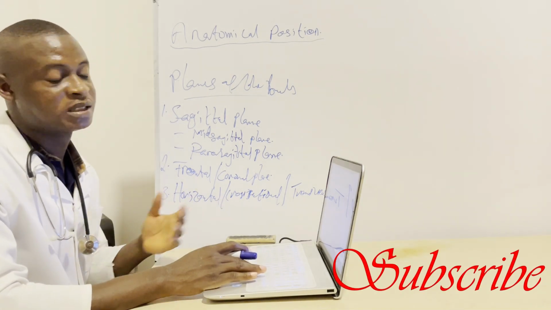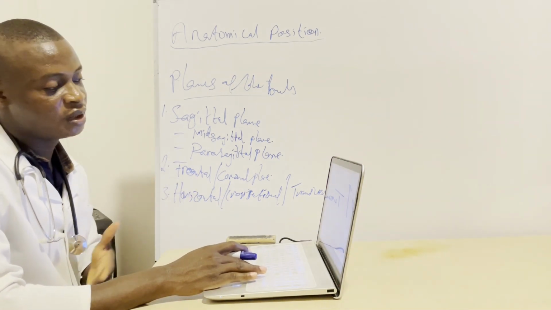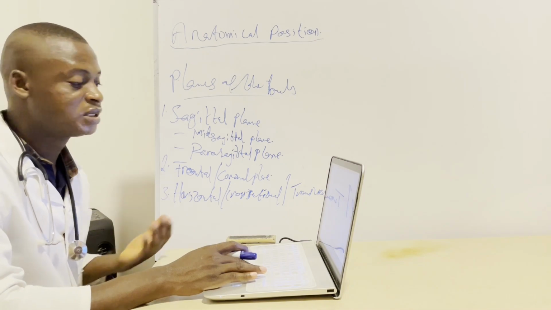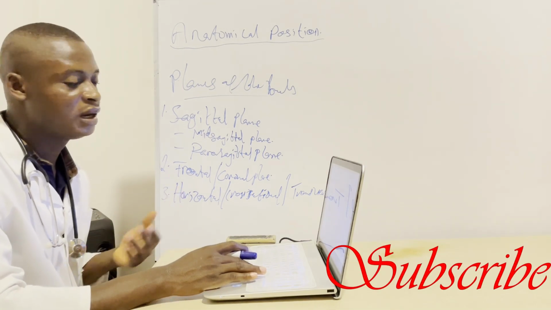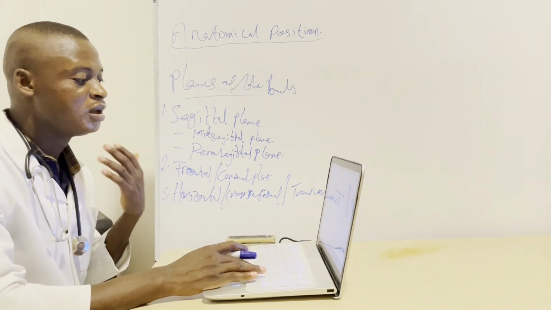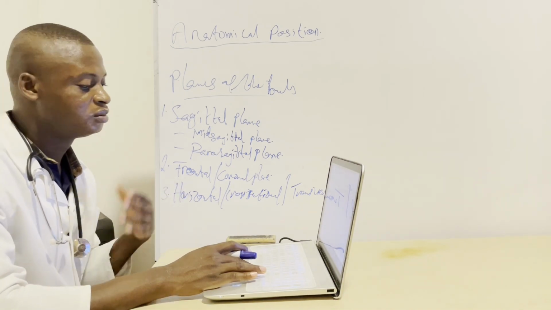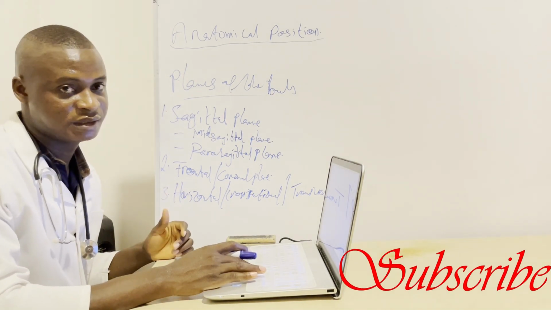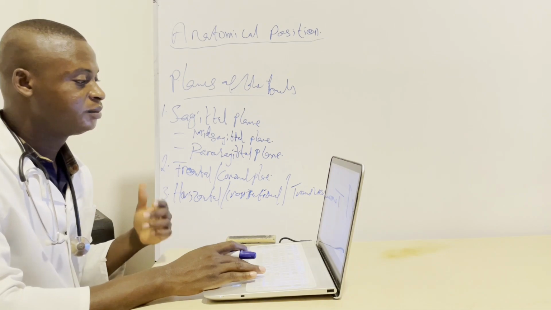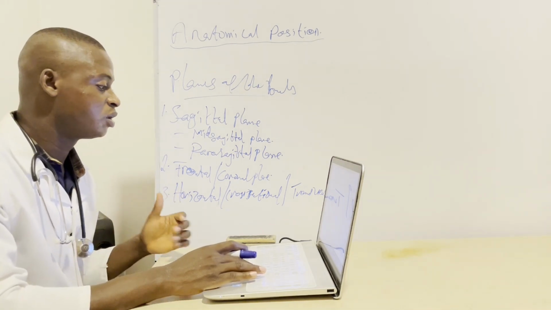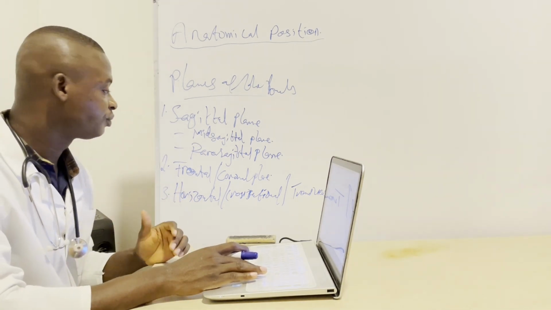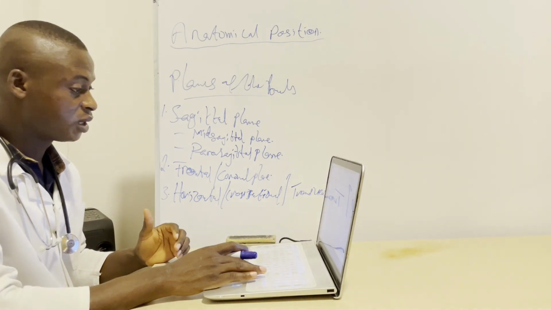Then we looked at some directional terms like left, right, superior, inferior, cephalic, caudal, proximal, distal, medial, lateral, anterior, posterior, dorsal, superficial, prone, supine, and rest. All right. And then we went forward to look at some images or some pictures that mimic what we are talking about.